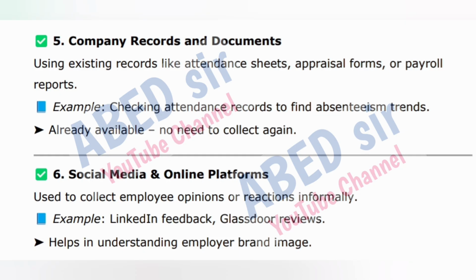5. Company records and documents. Using existing records like attendance sheets, appraisal forms, or payroll reports. Example, checking attendance records to find absenteeism trends. Already available, no need to collect again. 6. Social media and online platforms.